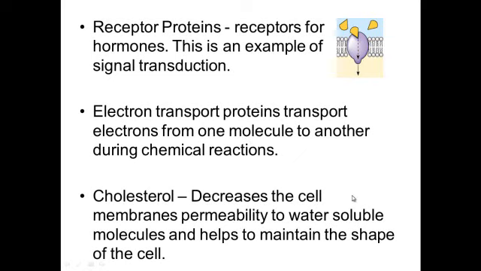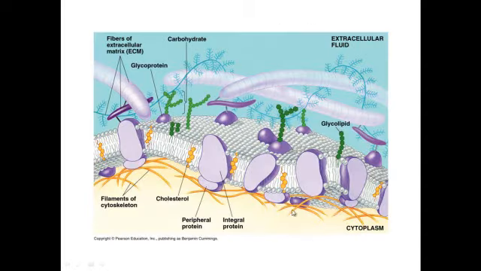We already talked about cholesterol. It decreases the permeability to water and more permeable to lipid molecules and helps to maintain the shape of the cell. So that's a cell again. And you can see all the different types of material that you find in a cell membrane.